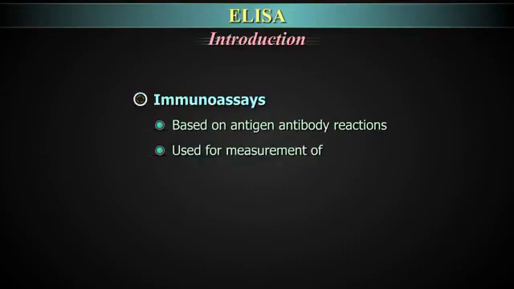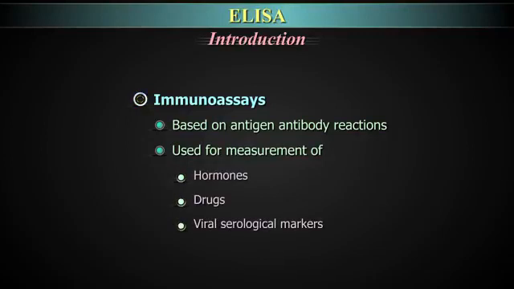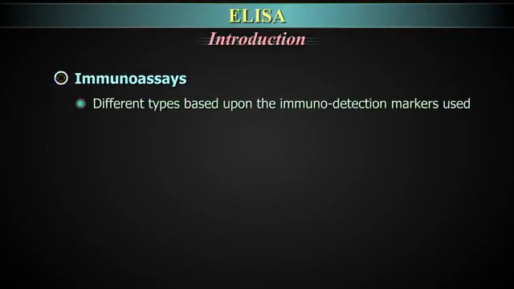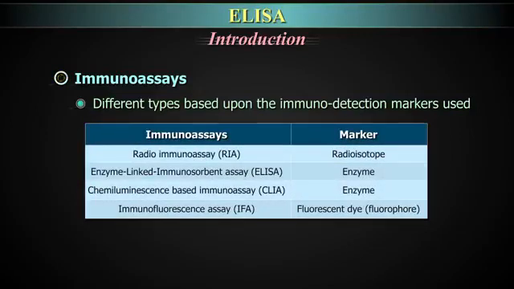They are used for measurement of hormones, drugs, viral serological markers in the form of antibodies or antigens, etc. The immunoassays are of different types based upon the immunodetection markers which are used. For example, when the immunoassay is radioimmunoassay, what we call a RIA, the marker is a radioisotope.